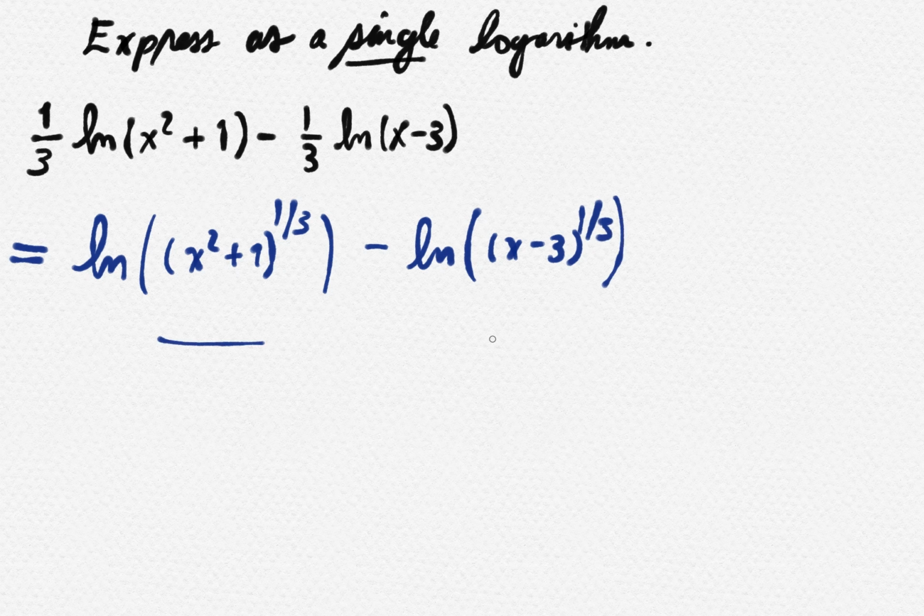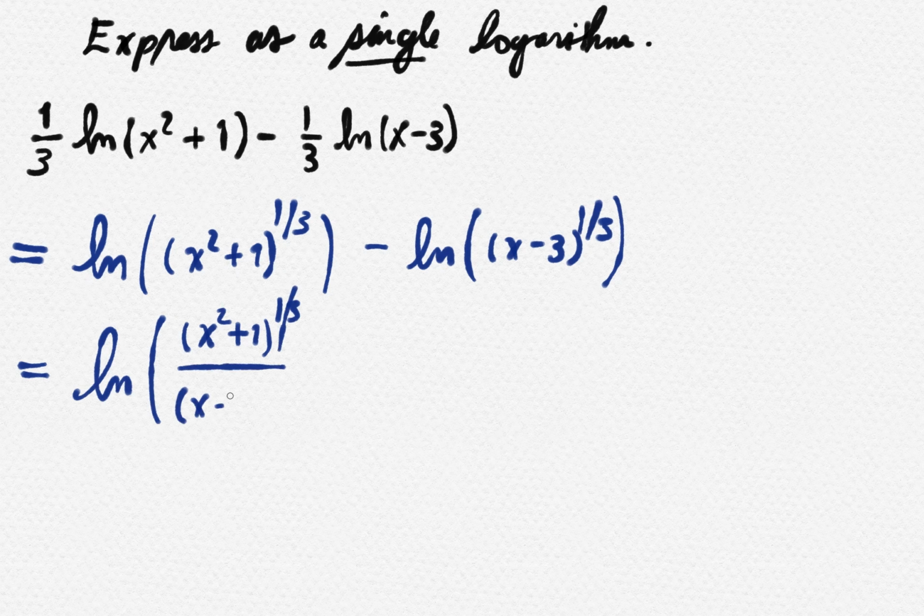And then now we just have a quotient property to deal with because we have two logarithms of the same base being subtracted from each other. So we can write all this as log of x squared plus 1 to the 1/3 power divided by x minus 3 to the 1/3 power.